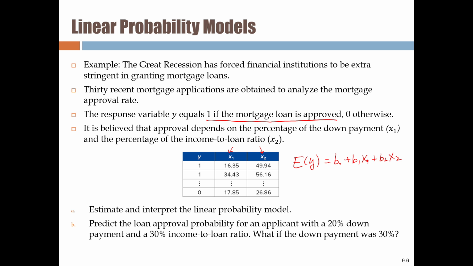Predict the loan approval probability for an application with a 20% down payment and a 30% income to loan ratio. So you can simply find out the probability of the loan approval when x1 is 20 and x2 is 30. What is the p? Once we find b0, b1, and b2, then we just plug in these numbers here. Then we can find the expected value, and the expected value is the probability. So we can tell what the probability is.